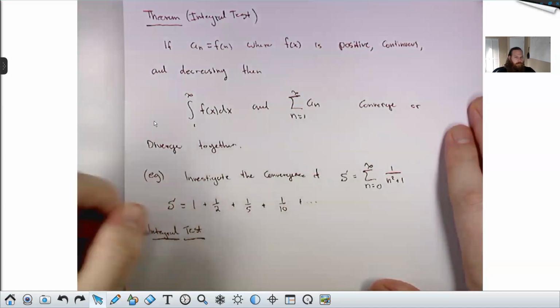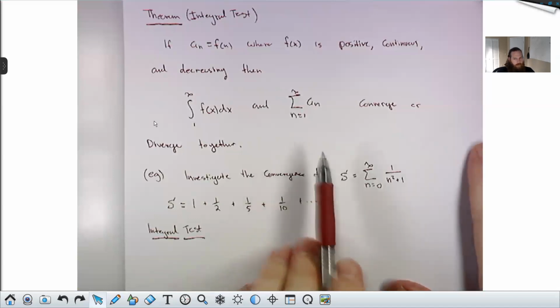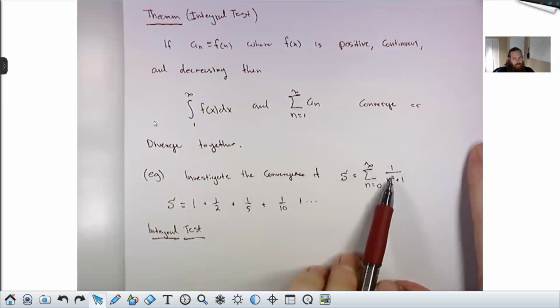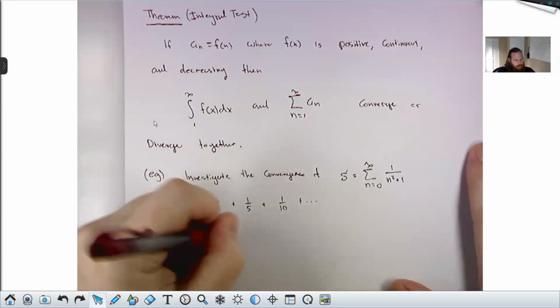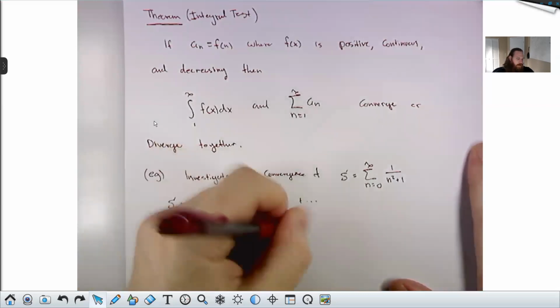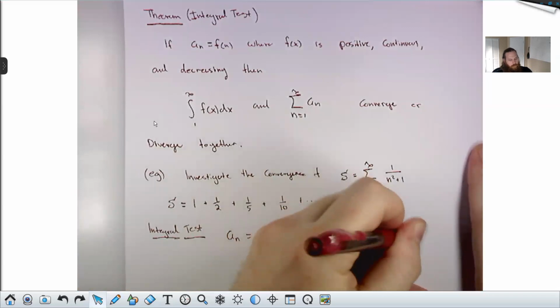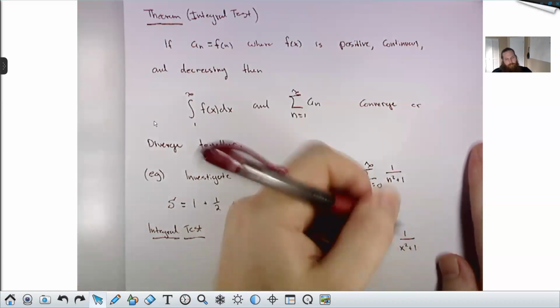And you'll always see me do this. Before I use any test, I always tell the reader what test I'm using. So here I intend to use the integral test, so I write the words integral test. The series here is sigma an, where an is 1 over n squared plus 1. This is equal to f of n, where f of x is 1 over x squared plus 1.